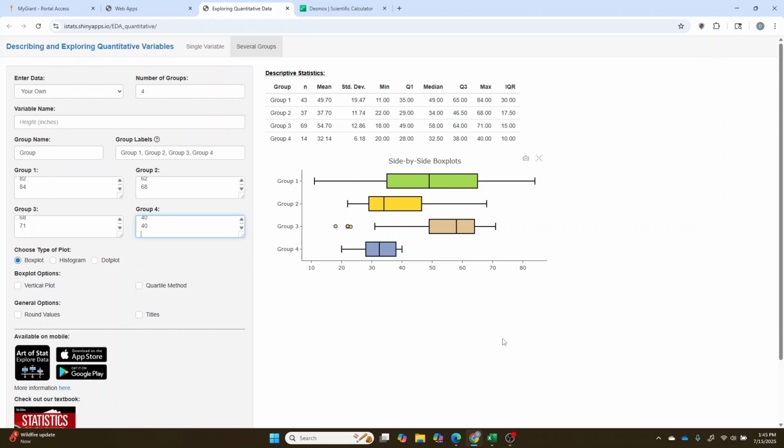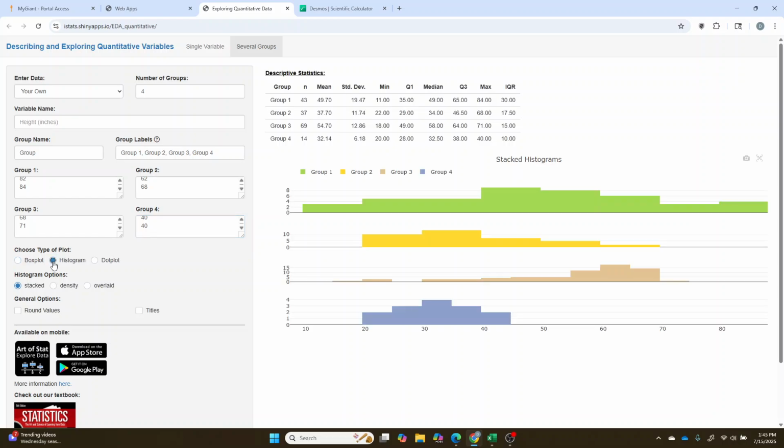We were also asked to make stacked histograms. This is something that we haven't really talked about, but if you just click on this histogram button, then it'll give you stacked histograms. What's really nice about this graph is that it plots all 4 of these histograms on the same x-axis, so that you can see, oh, the average value in group 4 is obviously smaller than the average value in group 1, right?